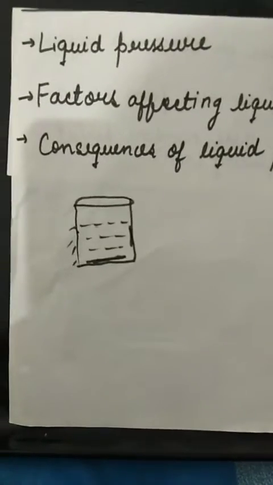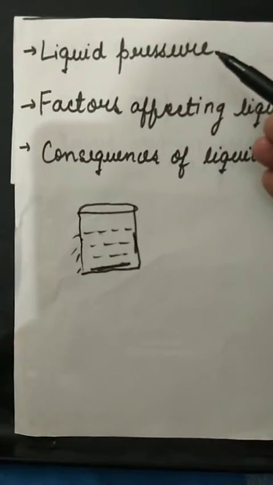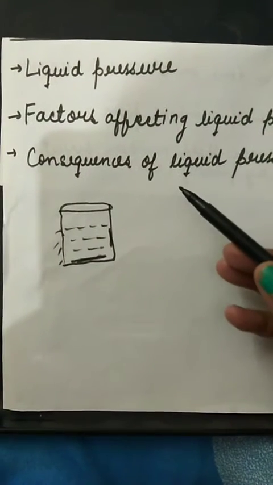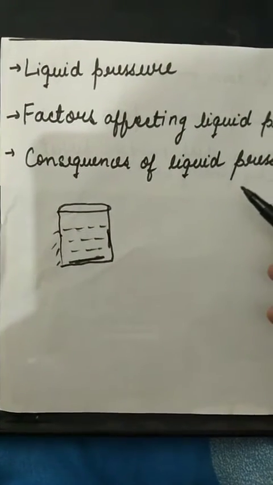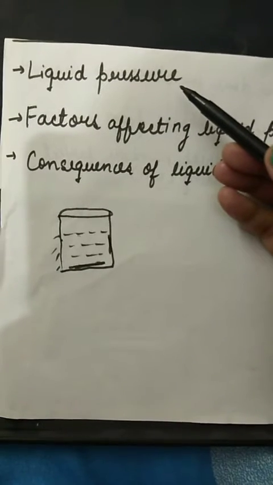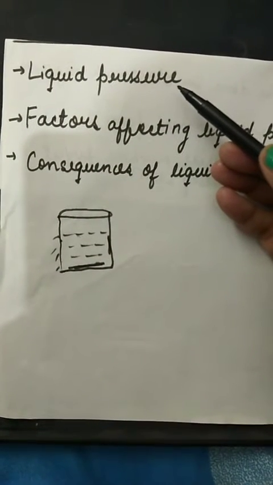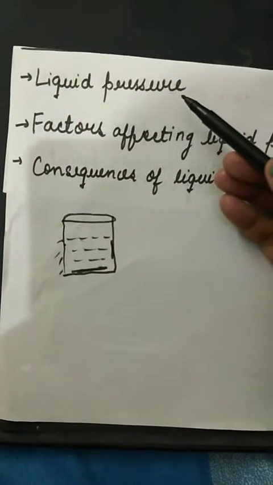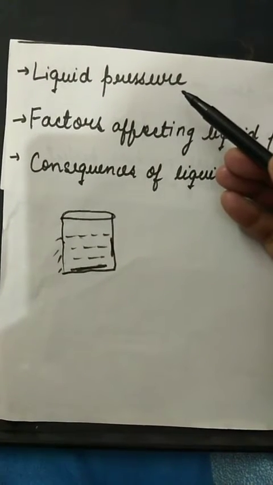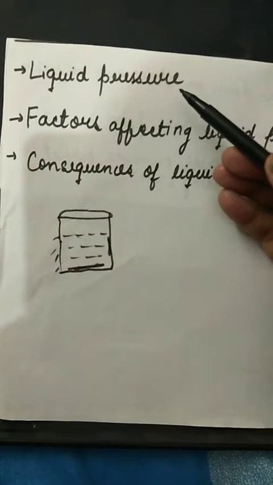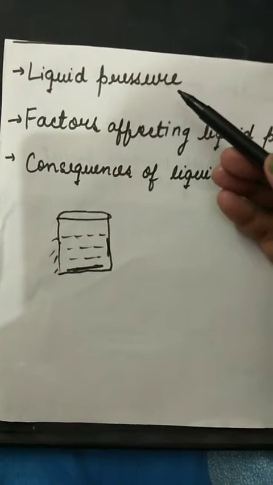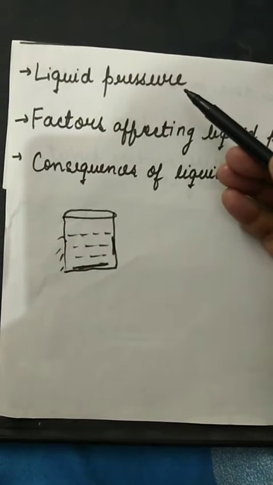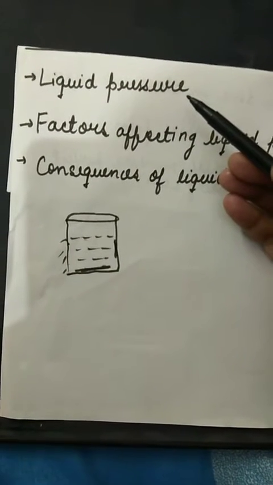Students, in this video we'll study liquid pressure, factors affecting liquid pressure and consequences of liquid pressure. Our first point is, what is liquid pressure? Liquid pressure is the pressure exerted by liquid at the bottom of the vessel, at the side of the vessel and in all directions of the vessel or the container in which it is kept.